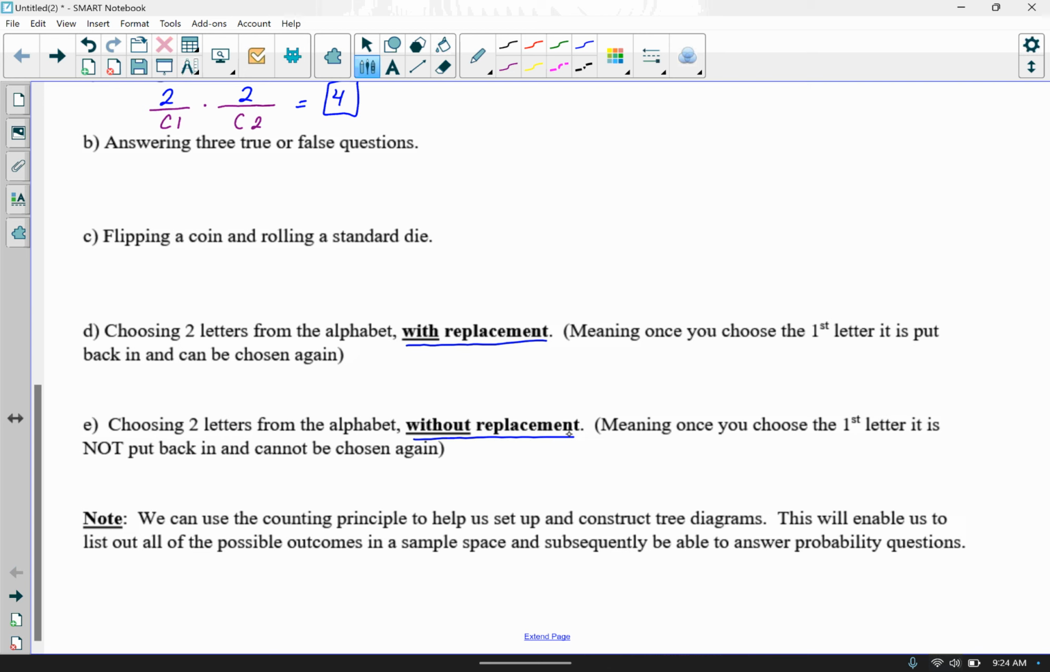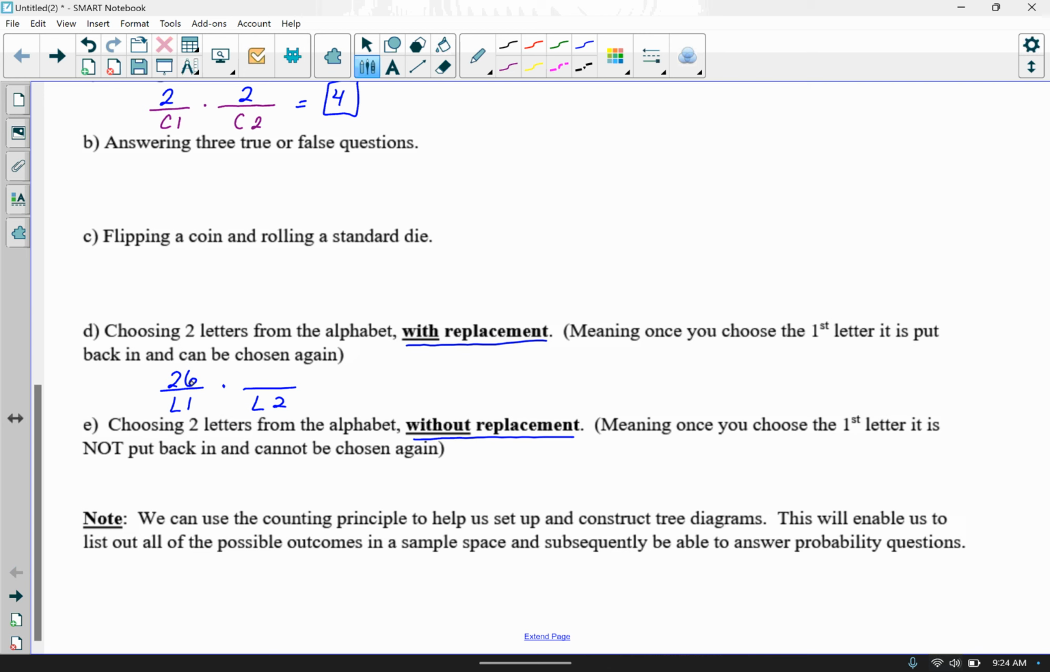When you say with replacement, then that means I'm going to go down here and draw my 2 blanks because I'm drawing 2 letters, and I'm going to put underneath here, I'm choosing letter 1 and letter 2. When we say with replacement, when I go to choose letter 1 from the alphabet, how many letters are there in the alphabet? Well, you agree, there's 26.